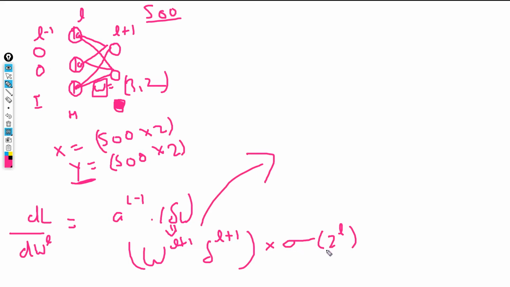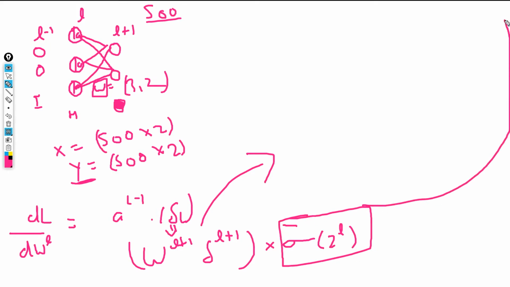Okay, so in this case, let's first talk about this part. This is going to be again the Z value of the L layer. We are going to have three Z values, and we have 500 examples. So the shape of it is going to be 500 by 3. Now we have to perform a dot product on these parts. This is not a normal multiplication, but a dot product.